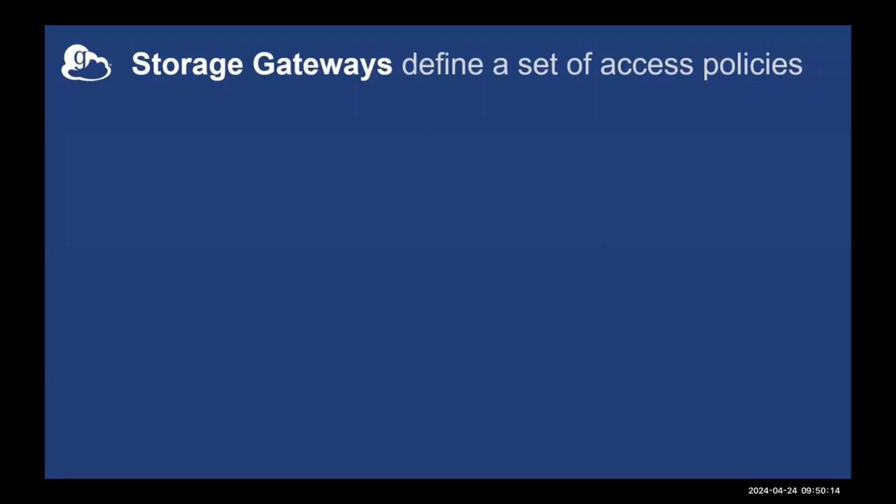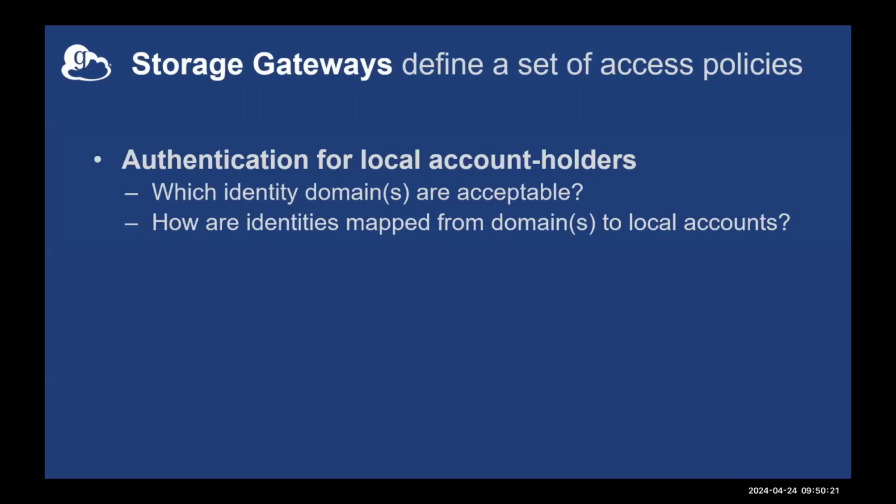Now let's go to the next level, storage gateways. They define a set of access policies. So who can get it? Which identity domains are acceptable, and how the identity is mapped from the Globus identity, from that domain, to local accounts.